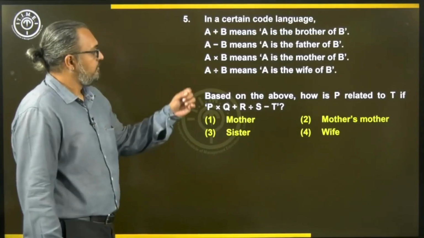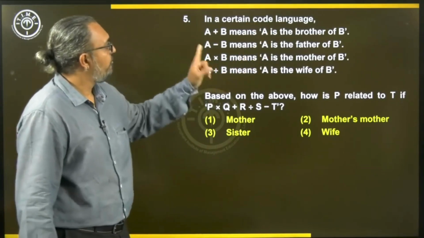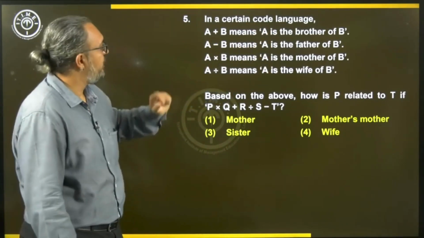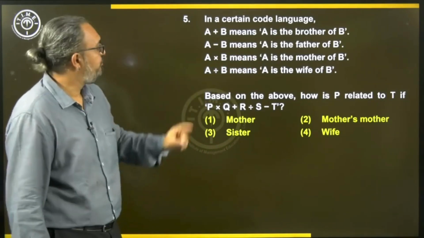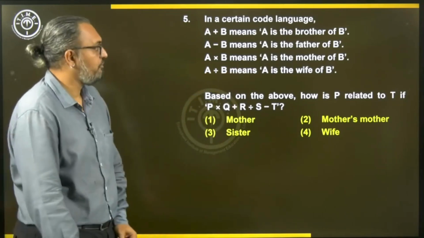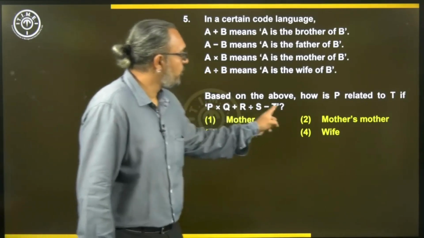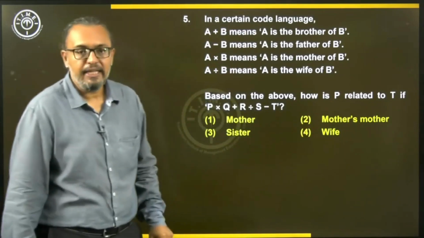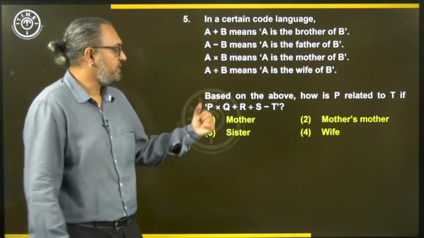Then next, in a certain code language, A plus B means A is the brother of B, A minus B means A is the father of B, A into B means A is the mother of B, A divided by B means A is the wife of B. And then he says, based on the above, how is P related to T if, and you have this expression.